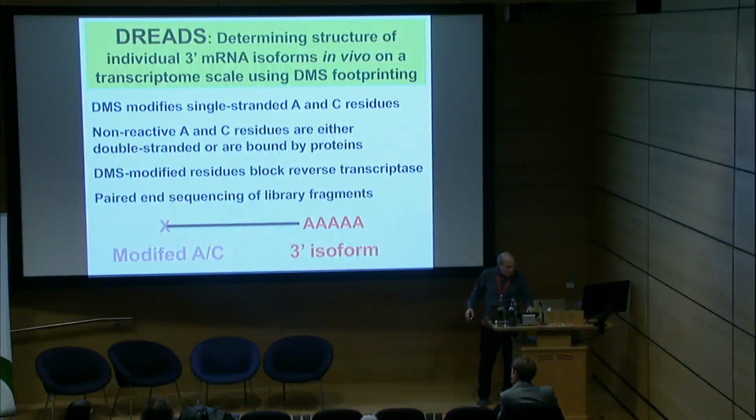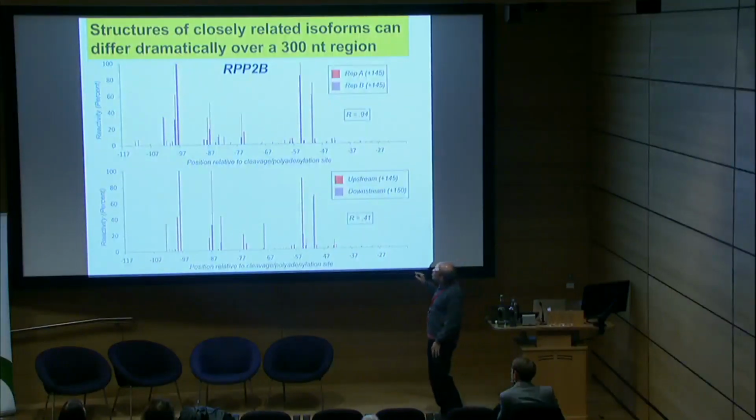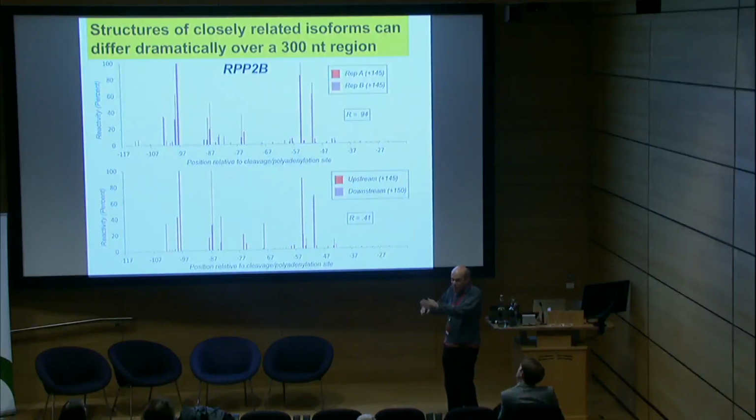Okay? So that's pretty useful for a lot of reasons, but the result that was really dramatic is that structures of closely related isoforms can differ dramatically over 300 nucleotides. So here's an example of a particular gene, and this is the biological replica. We're looking at isoform plus 145. You can see in red and blue the replicates are virtually identical, correlation over 0.9. But now, using the same samples, the same exact data, we're comparing the isoform at plus 145 to plus 150. So these are two isoforms that are only 5 bases different. Look how different this is.